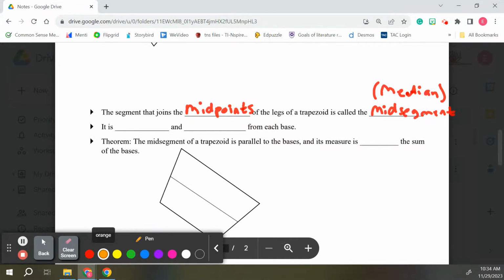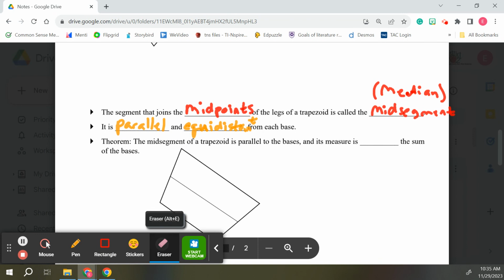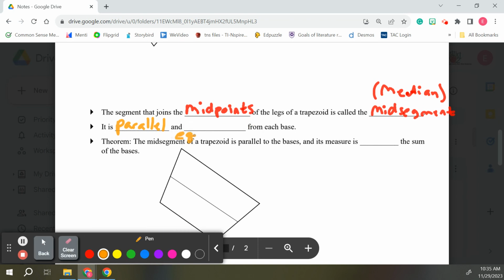So the mid-segment or median is parallel and equidistant. Let me write that below. Equidistant from each base. Equidistant means equal length. So think of another way as congruent. Okay.